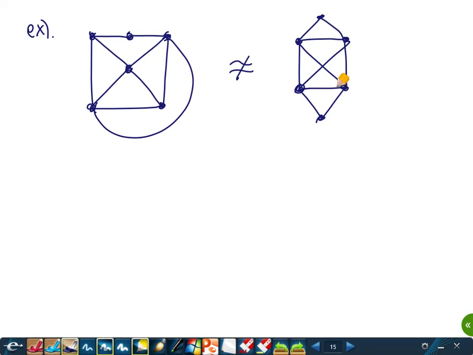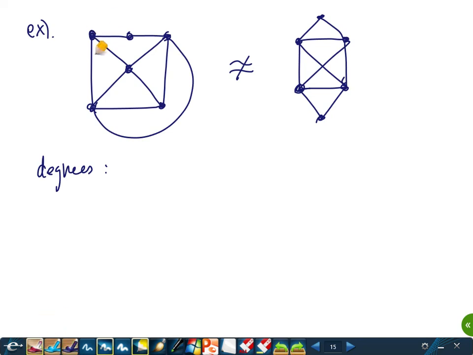So we need to find another invariant that distinguishes these two graphs. Number of vertices doesn't work, number of edges doesn't work. So we need to find a more sophisticated invariant. Let's consider degrees of the vertices. The degree is the number of edges connected to each vertex.